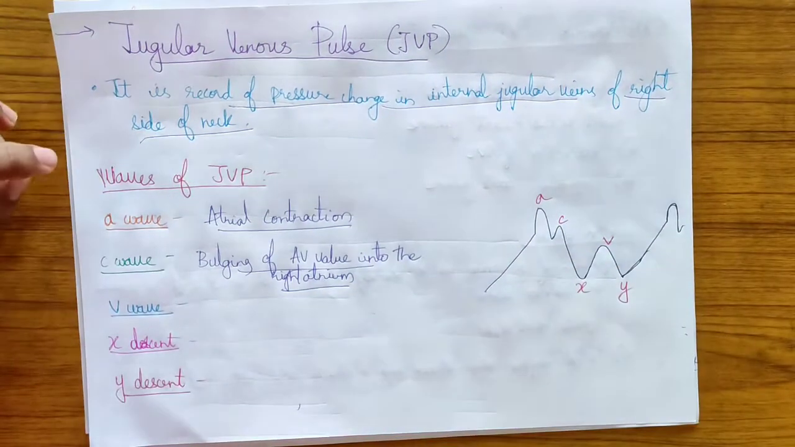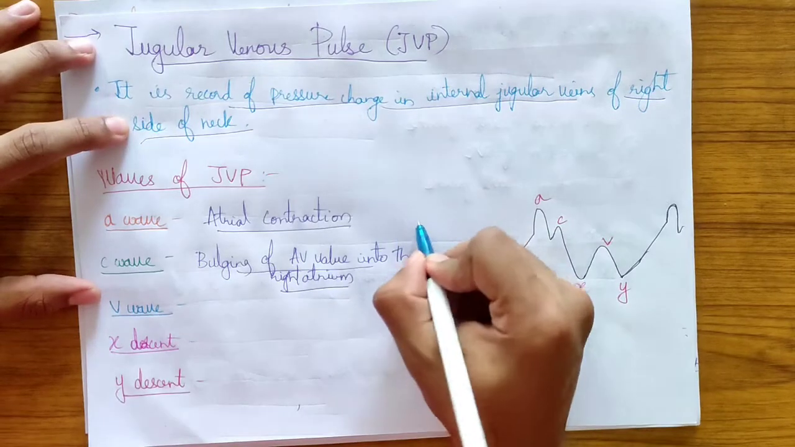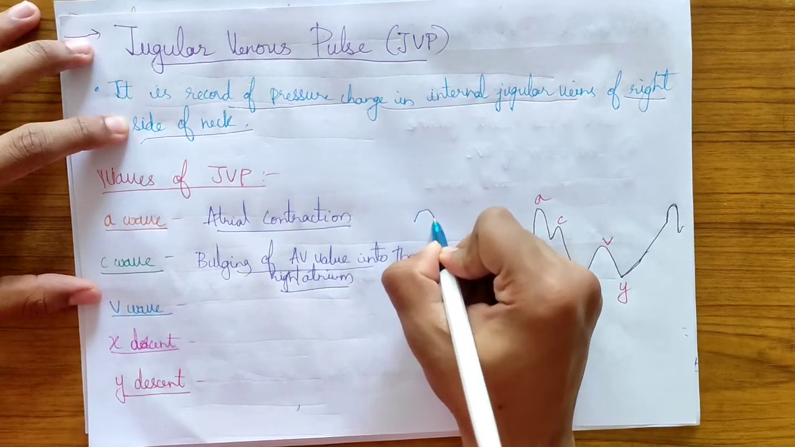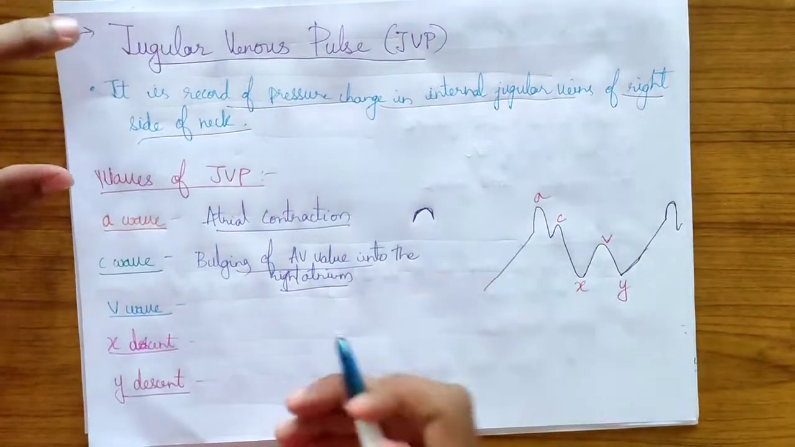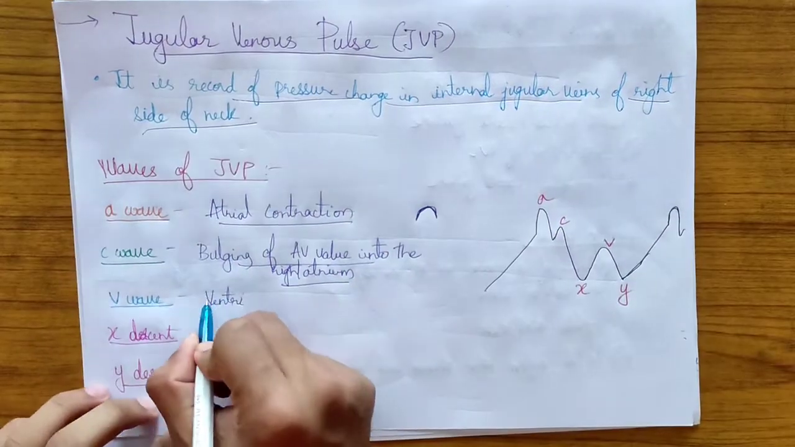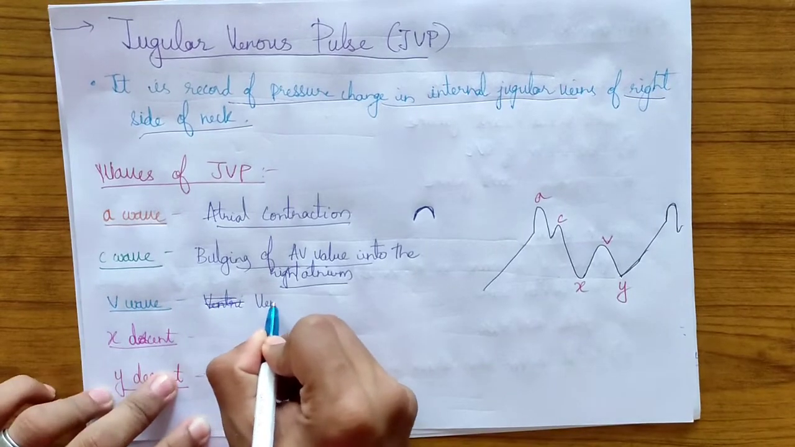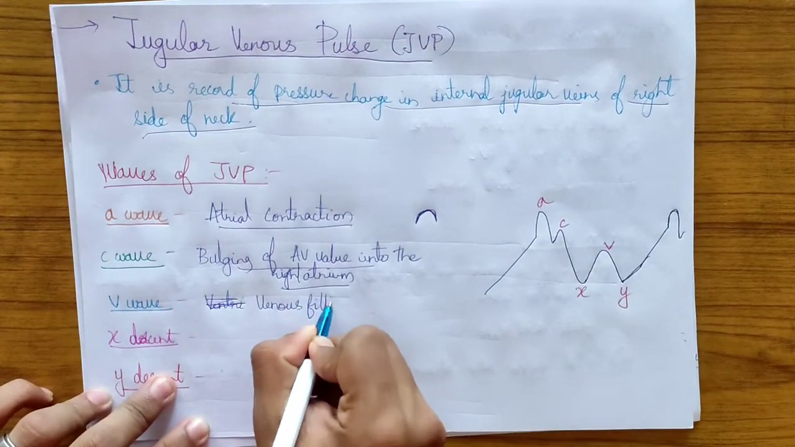This is the C wave. So you can remember that the bulging of the AV valve will look like this into the right atrium. So this is inverted C. So you can remember like that. The next one is the V wave. It occurs due to the venous filling of the atrium.